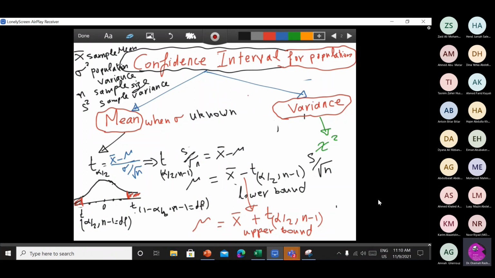صعبة دي. You know how to use the T table. You know how to use Z table. You will catch the information, sample size, the variance or the standard deviation of the population or the standard deviation of the sample, and you substitute here. You can find the lower bound and the upper bound for the mean, right? Okay.